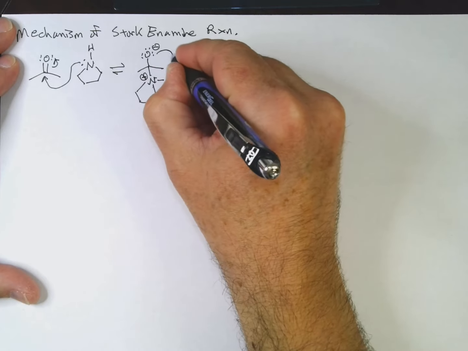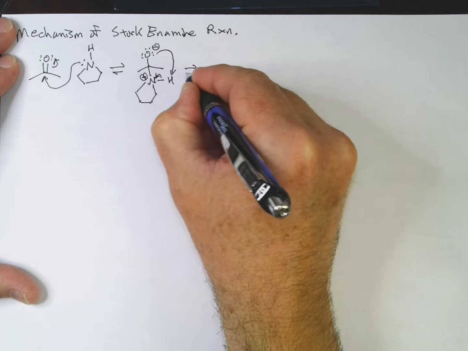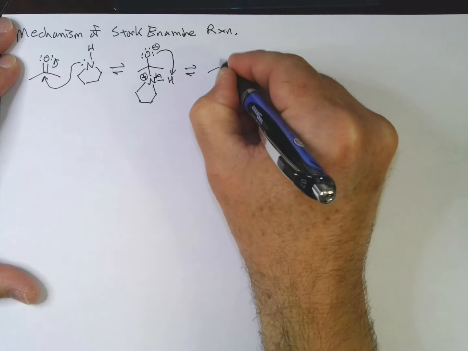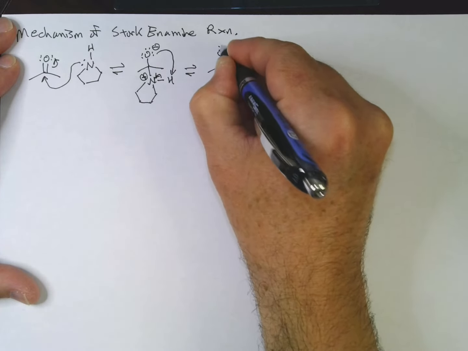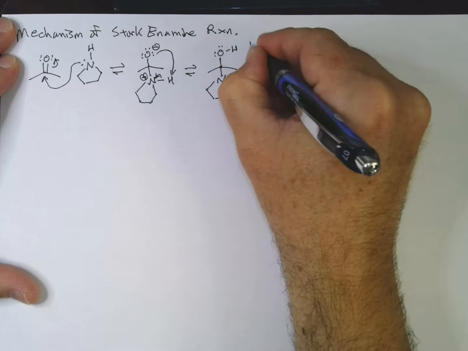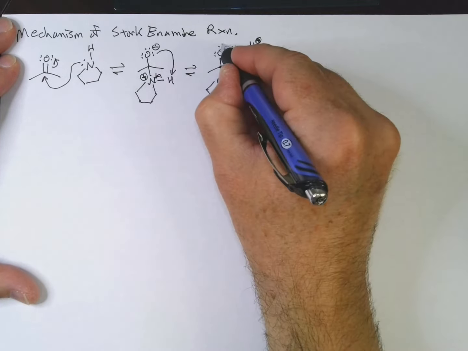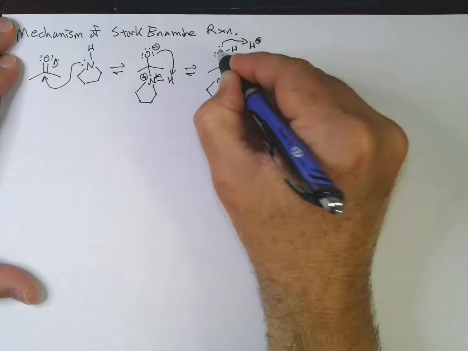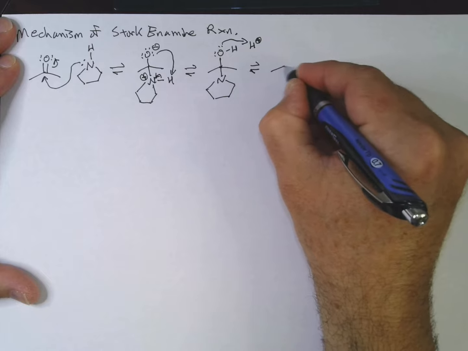So now we can get a proton transfer, and once again it's fine to do an intramolecular proton transfer. OH, now we've got our alcohol, nitrogen. We need to do another proton transfer here, because we have to make this guy into a good leaving group, have to make the OH into a good leaving group.